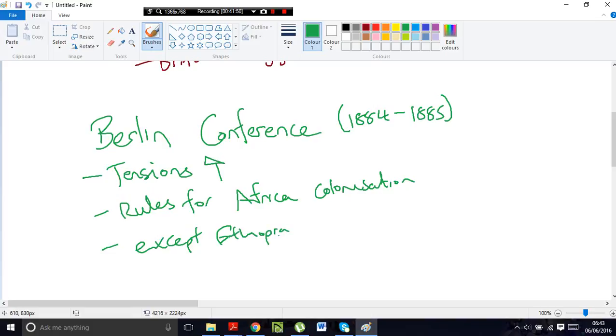whose native forces fought off the Italian efforts. And Liberia as well, a small West African republic. It was effectively a dependency of the USA though. So Liberia and Ethiopia weren't colonized.